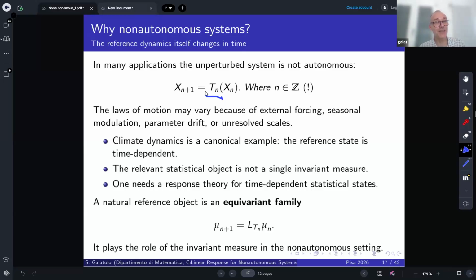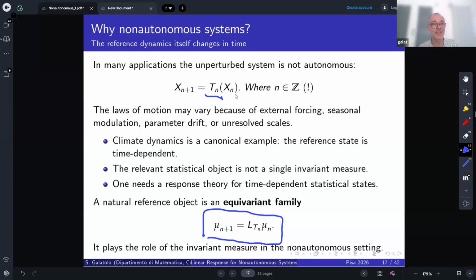But in this case, you are led to consider a replacement for the invariant measure, which is called an equivariant family. What is an equivariant family? An equivariant family is a family of measures which is made like this. They start from minus infinity. This is a bilateral infinite sequence of measures. There is a measure for every time. And the measure for the next time is the transfer operator associated to the map of the previous time to the next time.